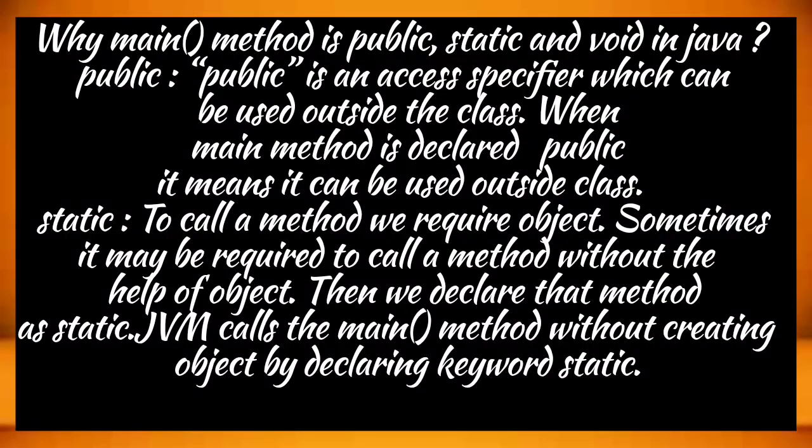Why is the main method public, static and void in Java? Public. Public is an access specifier which can be used outside the class. When the main method is declared public, it means it can be used outside the class. Now static. To call a method, we require an object. Sometimes it may be required to call a method without the help of an object. Then we declare the method as static. JVM calls the main method without creating an object by declaring the keyword static.